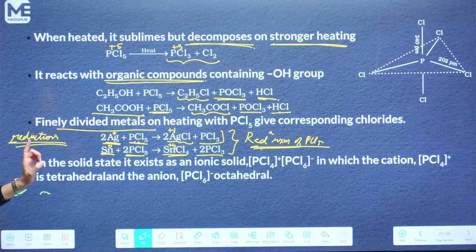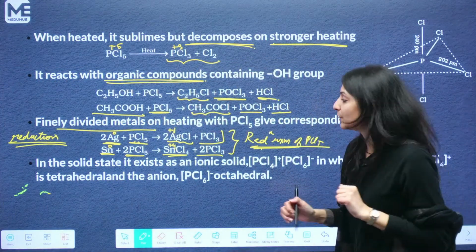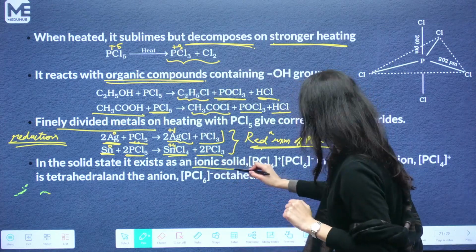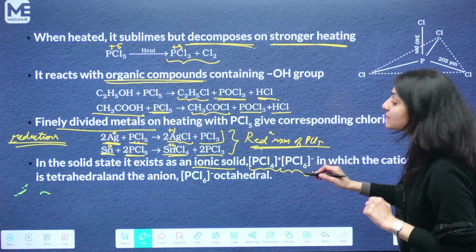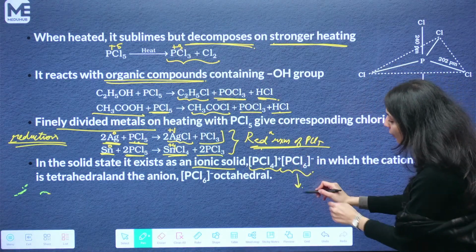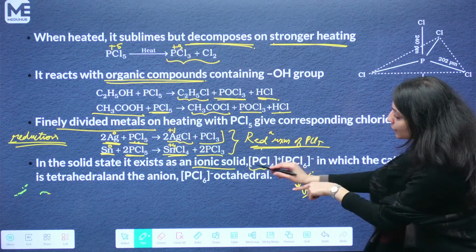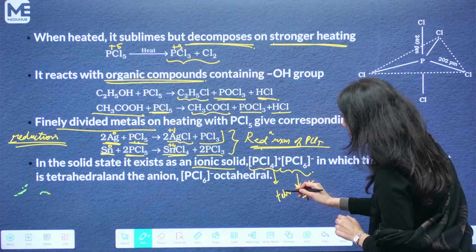Now it is a solid. How does it exist in the solid state? It exists as an ionic compound. That ionic compound contains PCl4 plus and PCl6 minus ions. The anion PCl6 minus is octahedral, and the cation PCl4 plus is tetrahedral.